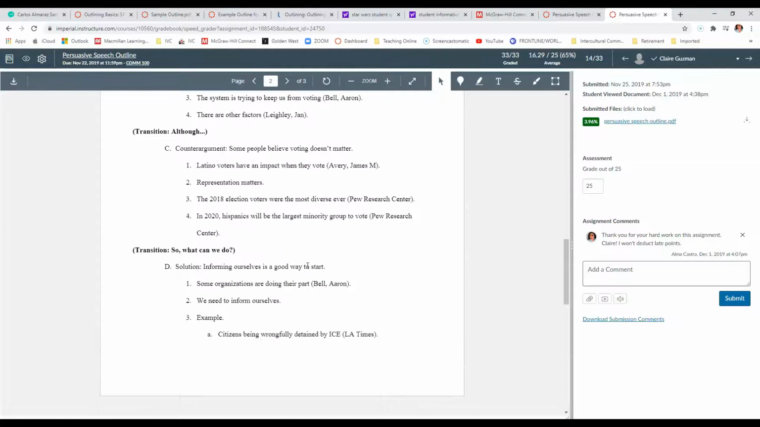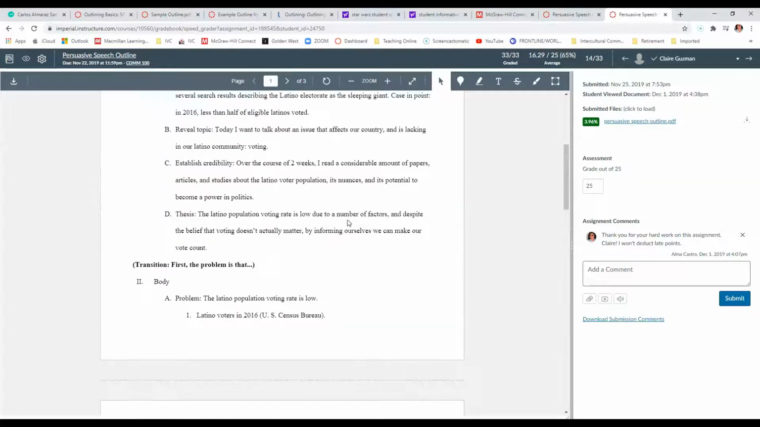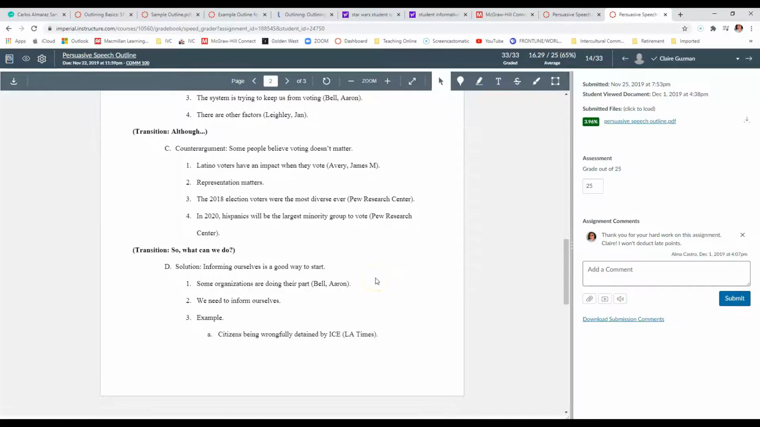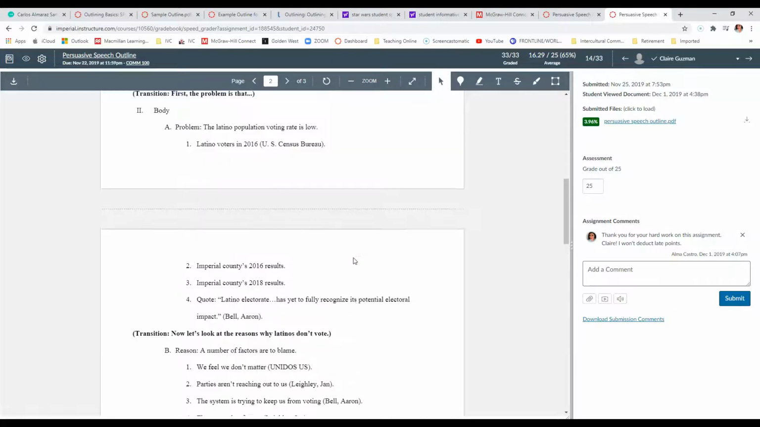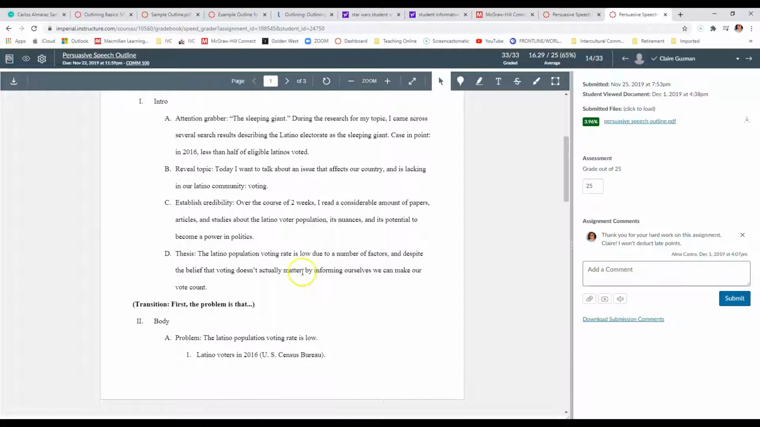Let's go to capital C. Some people believe voting doesn't matter. Let's see if she included that in her thesis. And despite the belief that voting doesn't actually matter, see, it's there. And now let's go to D. Informing ourselves is a good way to start. Let's see if she has that in her thesis. By informing ourselves, we can make our vote count.